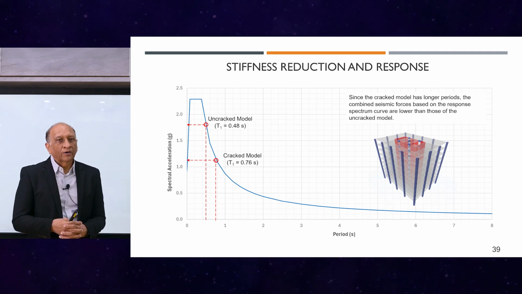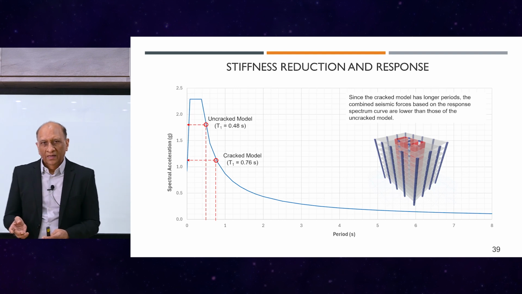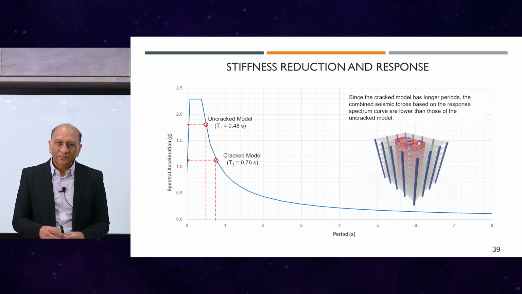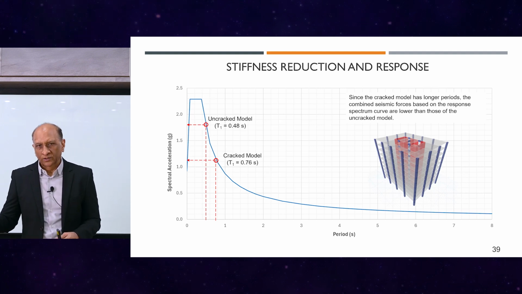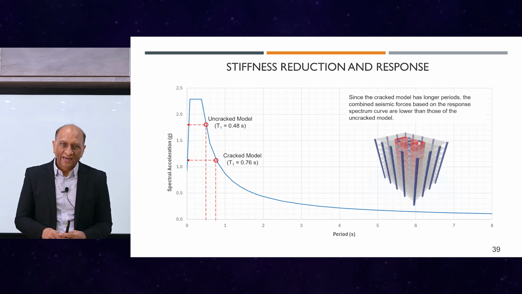Okay, so that was about the stiffness reduction, one part of the equation. Let's go to the second one, which is the damping. Now, I will only do this for the 10-story building because the response spectrum for the 50-story is too flat to observe anything. So let's look at that.